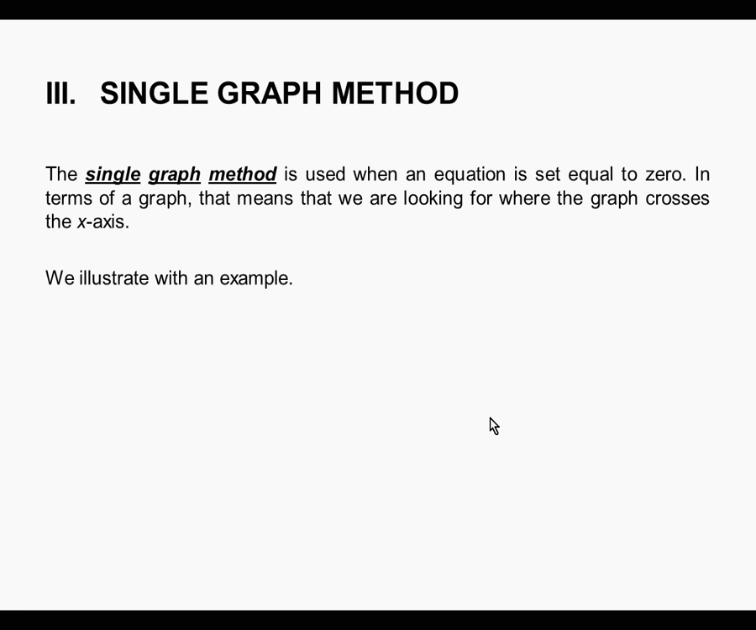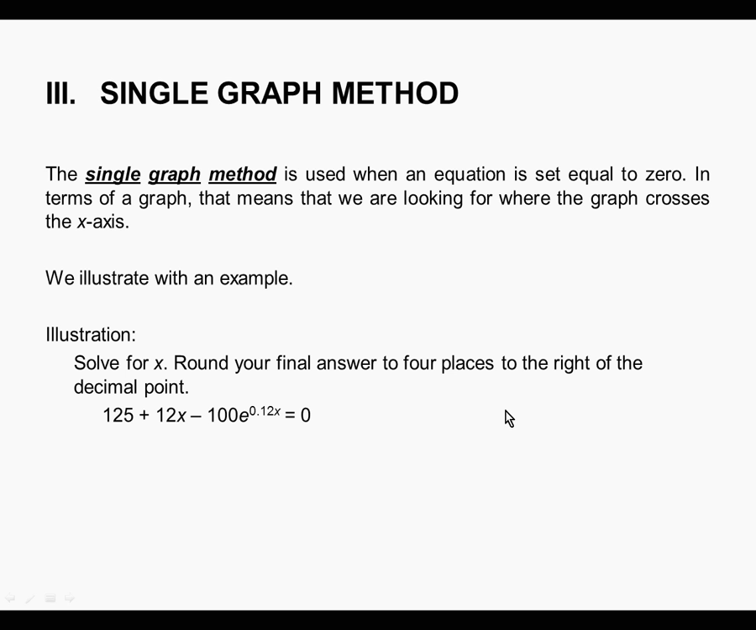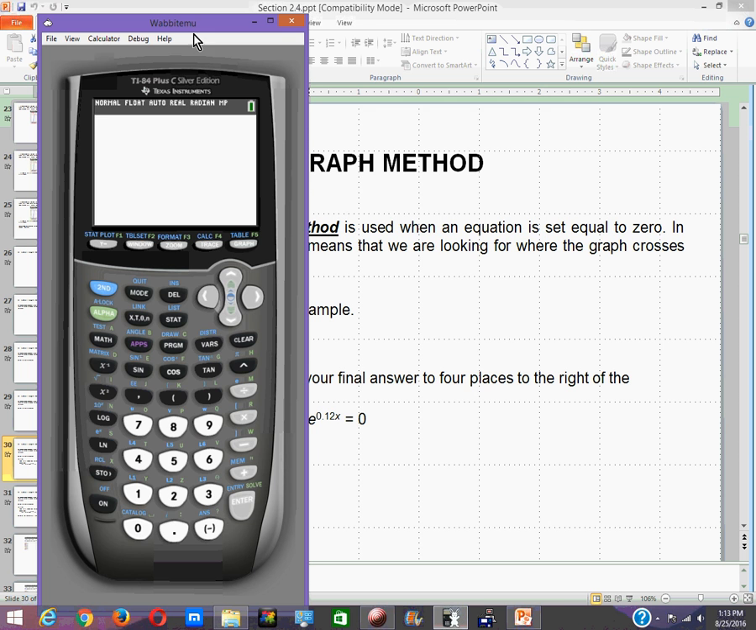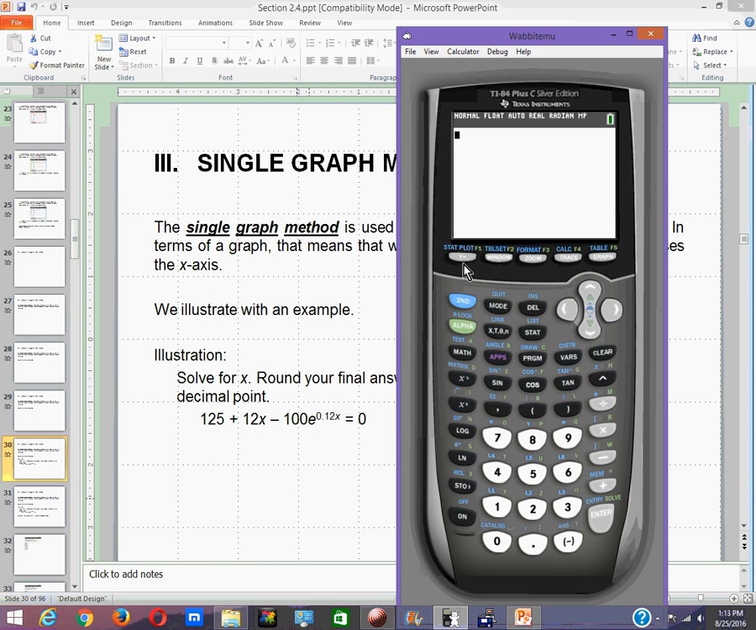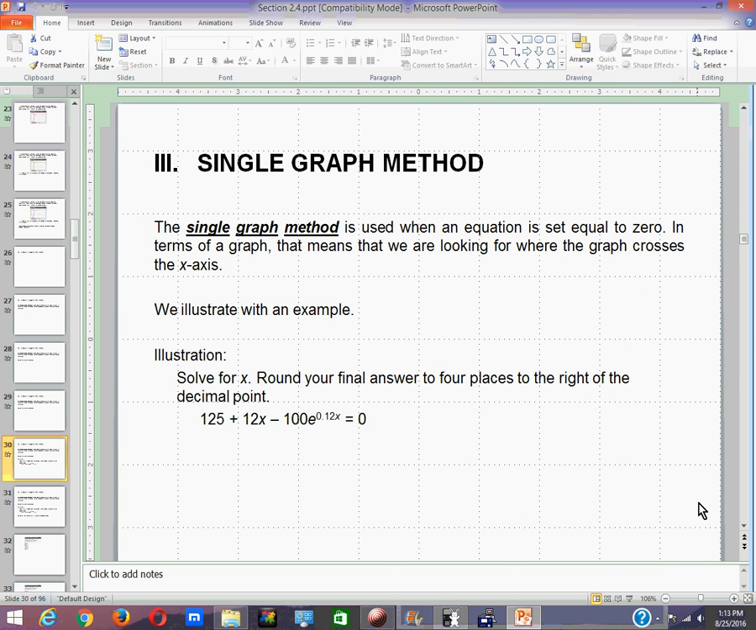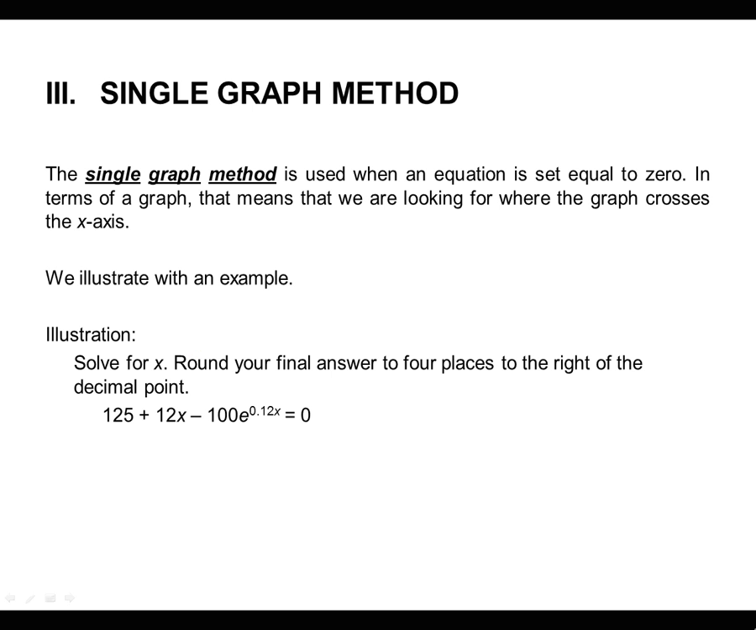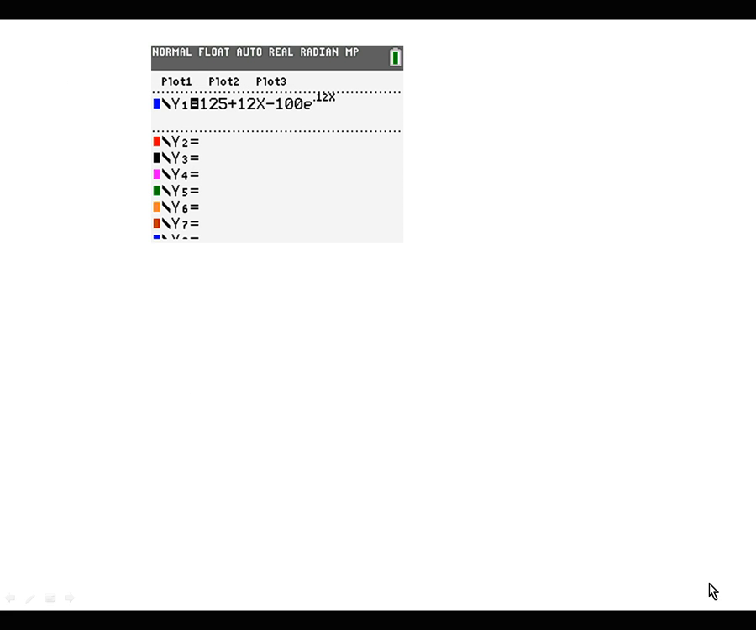So here's the example that we're going to use for the single graph method. It says solve for x, round your final answer to 4 places right of the decimal point. Now we are going to have to enter that into our y1. So let's just go ahead and put it into y1. So y equals, 125 plus 12x minus 100 second ln 0.12x, and let me just get out of the exponent, and let me just quit that. So if nothing else, I have my function in y1, or my equation. Notice I didn't put 0 into y2. You could if you wanted to, but we don't need to. So we're going to enter the function into y1, which we just did.